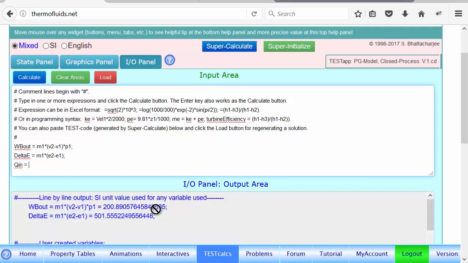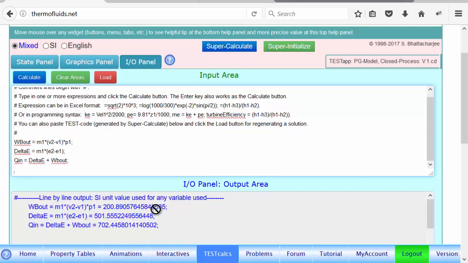So Q in going in is causing the delta E to rise, and it is supplying enough energy for the system to do boundary work. So these two together constitute how much energy is going in. So we have calculated the boundary work, the rise in energy of the gas, and the energy in: 702 kilojoules.